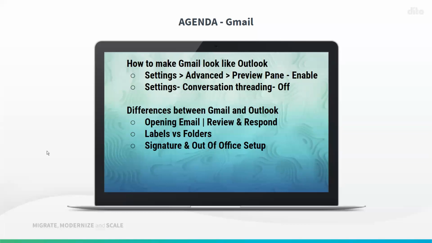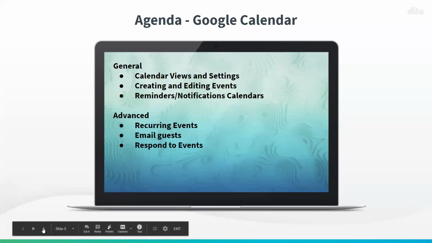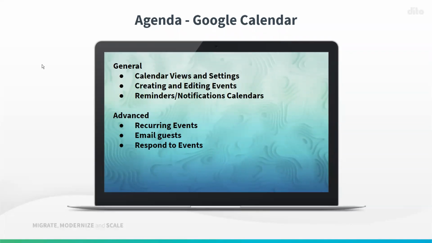I'm going to show you some basics: how to respond to an email, opening up an email, and using labels in Gmail, which is what they're called versus folders. If we have time, we'll go through the signature and out of office setup. When we're looking at Google Calendar, we're going to look at the different calendar views and settings, creating and editing events, which will include attaching the details for a Google Meet. Also looking at the notifications section and recurring events. You can email guests very easily from an event, so we'll take a look at that hopefully as well.